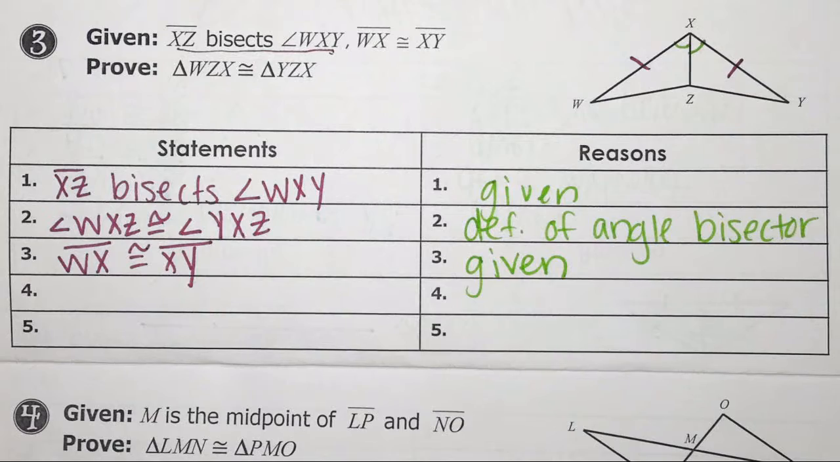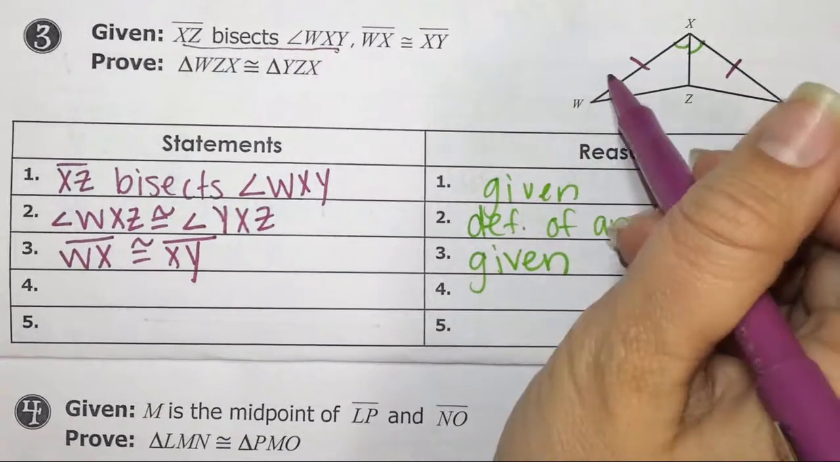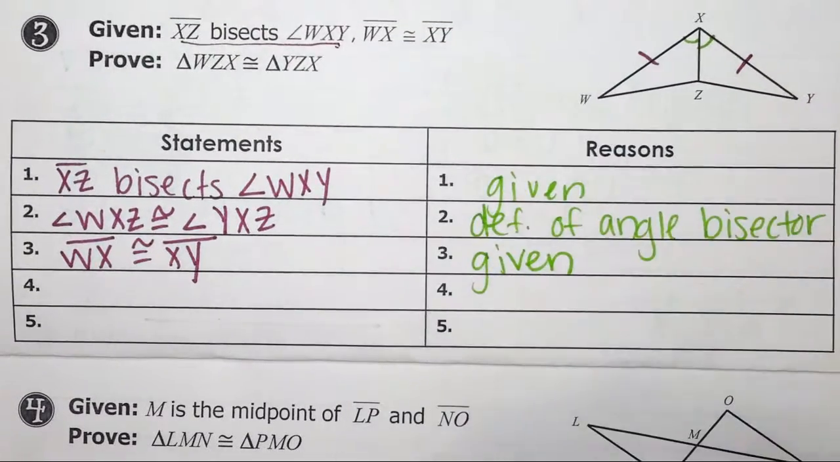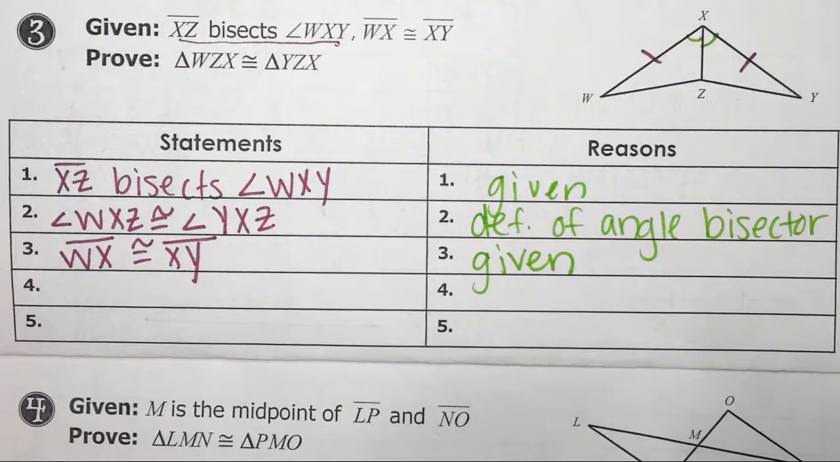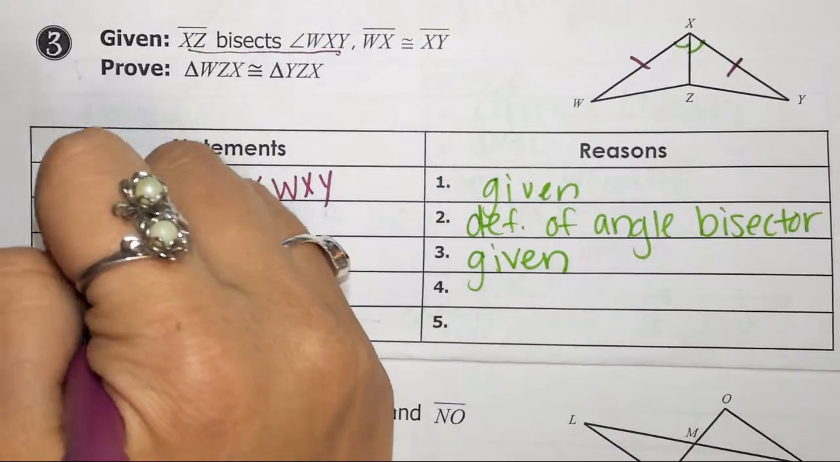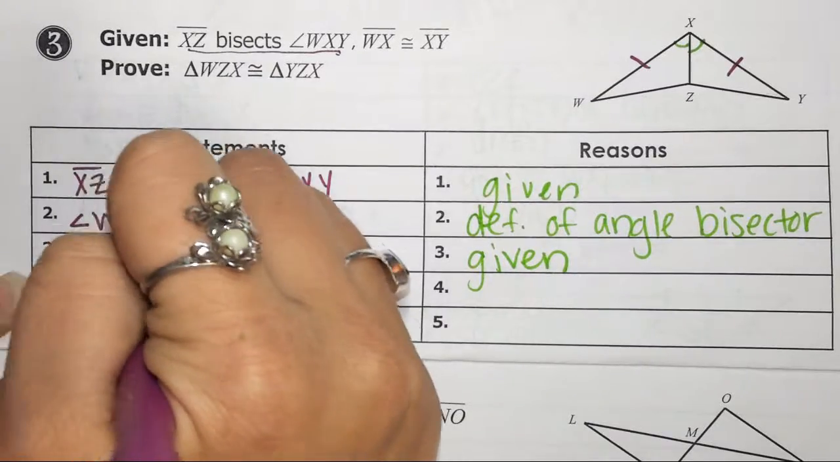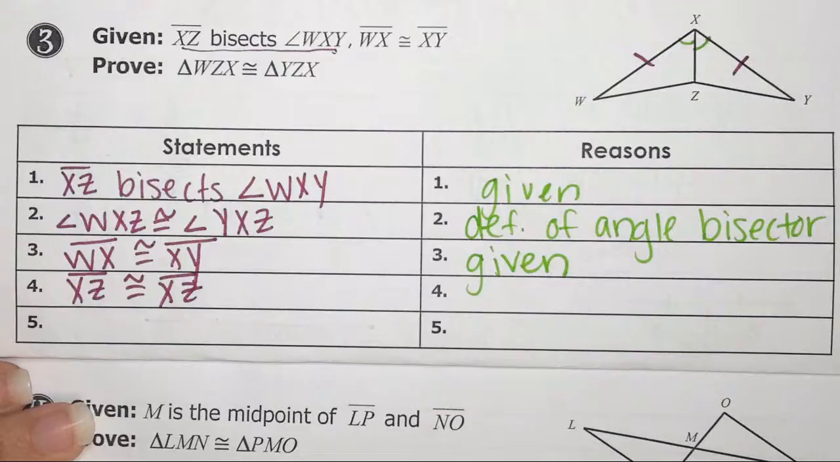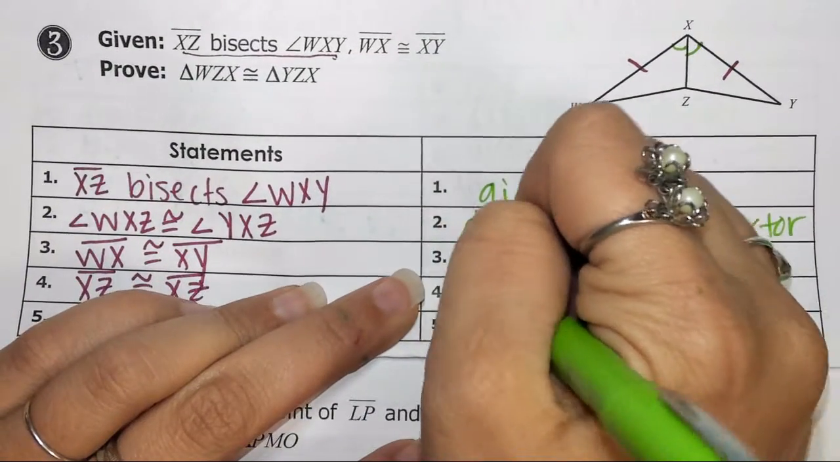Now, we're trying to prove that these two triangles are congruent. And we have a side, and we have an angle. So we either need to have another side or another angle. Do they share a side? Yes. What side do they share? XZ. So we're going to say that XZ is congruent to what? XZ. And what property is that? The reflexive property.